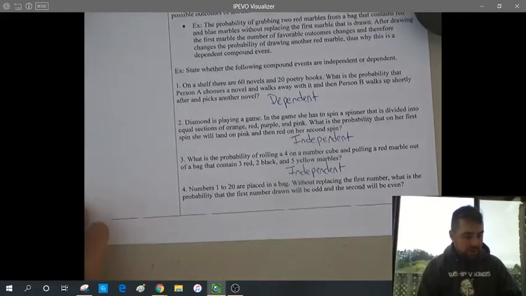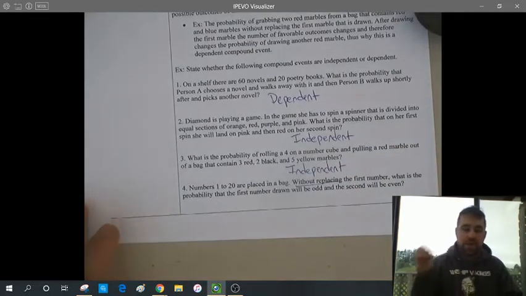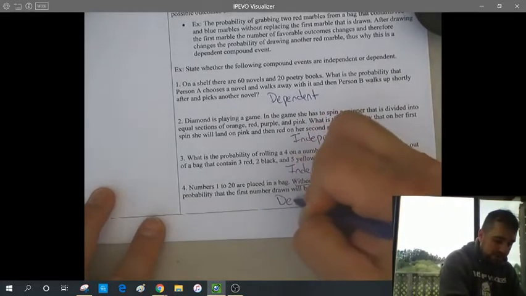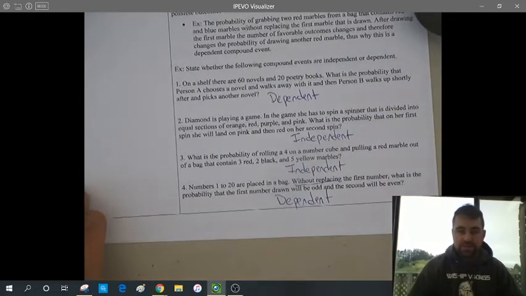Number 4, numbers 1 through 20 are placed in a bag without replacing the first number. What is the probability that the first number drawn will be odd and the second will be even? Again, the key here is without replacing. The fact that you're not putting the number back in after you draw it the first time is going to alter or change the probability of the second event, and so this is again dependent.